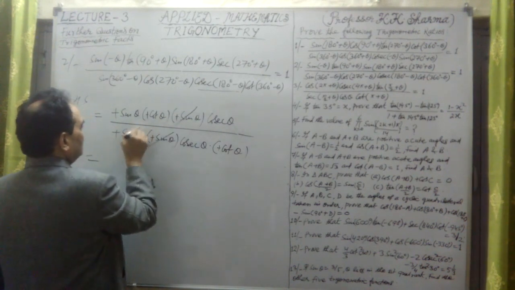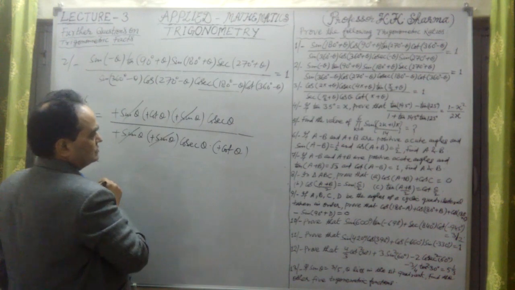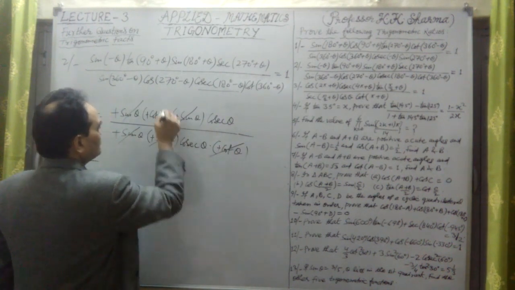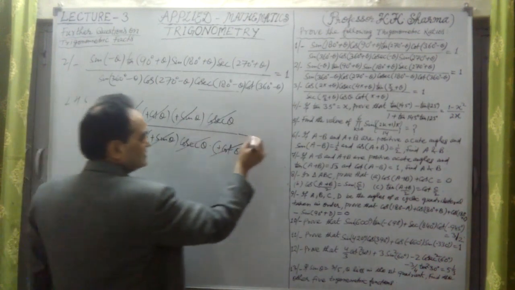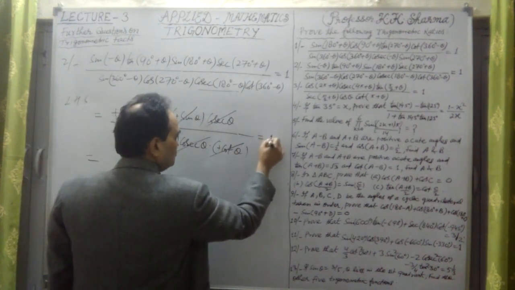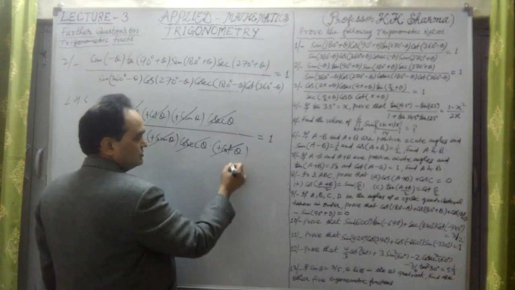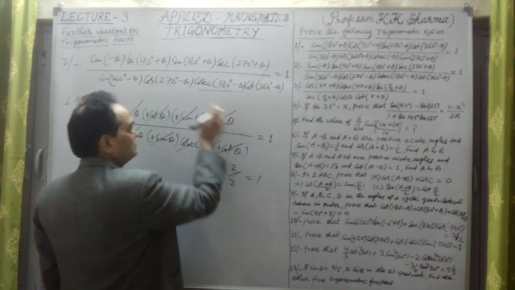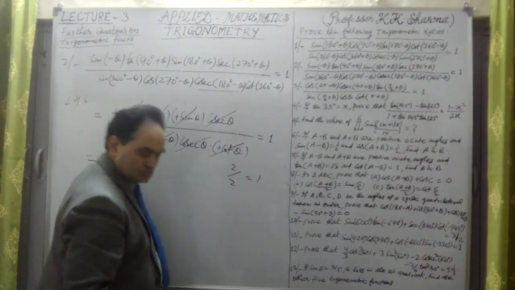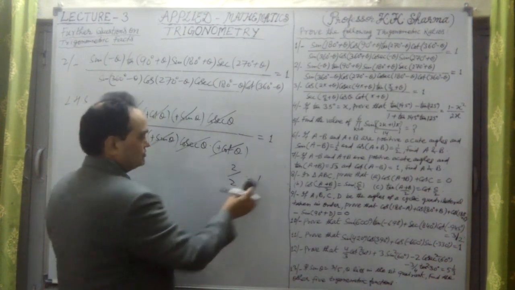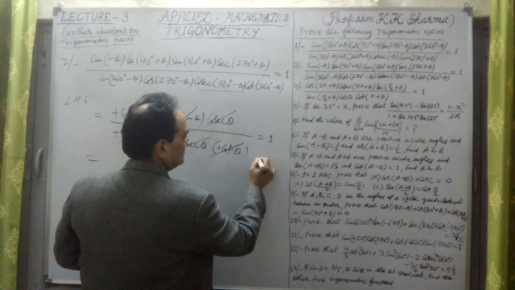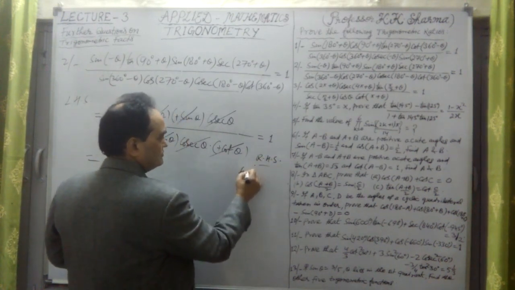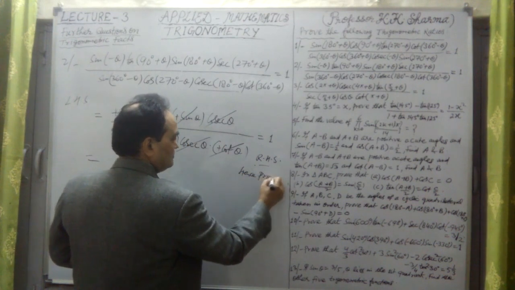Sine cancels out, sine cancels out, one cot cancels out, and cosec is also cancelled out. All values are directly cancelled, so this is equal to 1. Same thing upon same thing, 2 upon 2 is 1. So this is the right hand side. The same answer is obtained. This is the RHS.